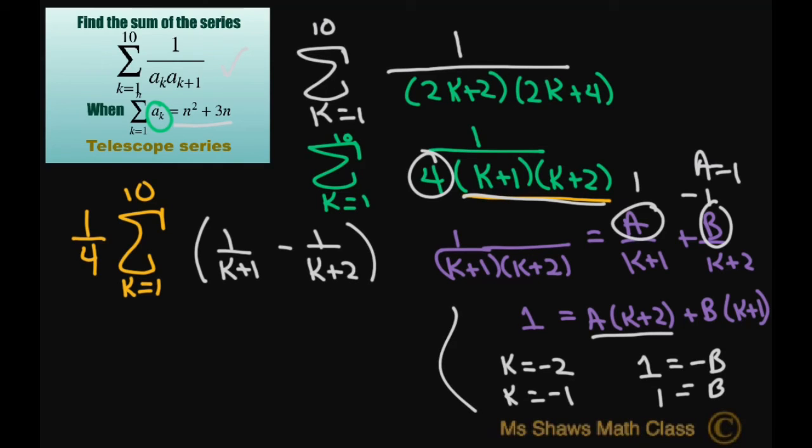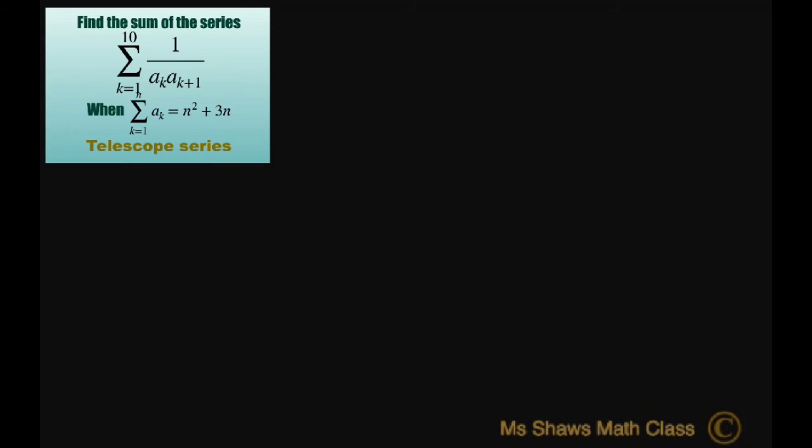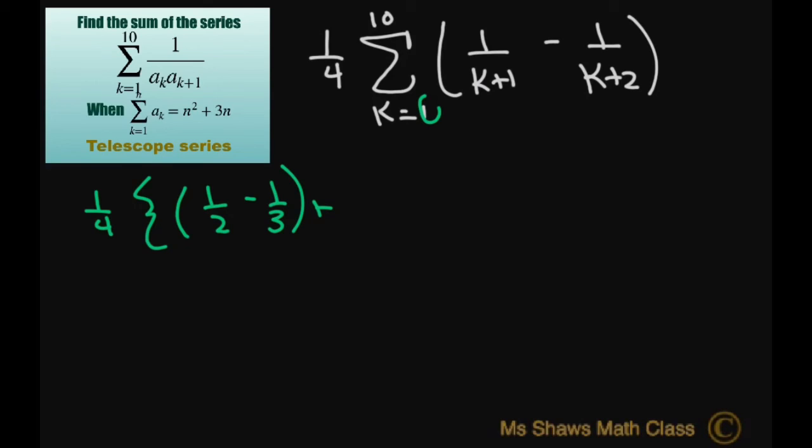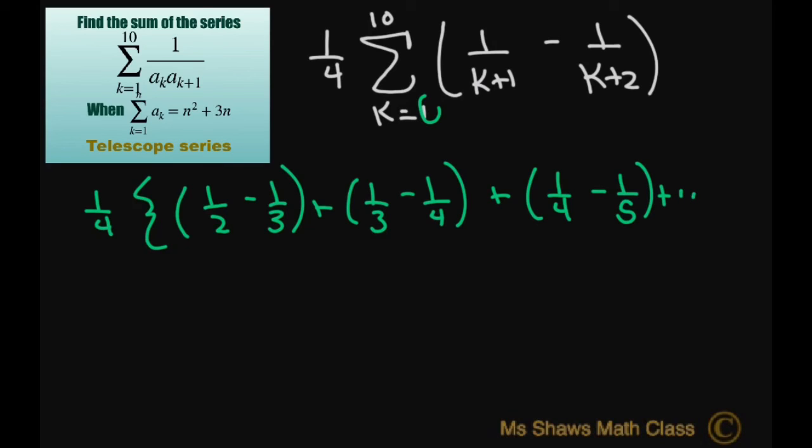All right, this is kind of messy here. Let's rewrite this and then find our sum. Basically we have 1/4 times the sum from k equals 1 to 10 of 1 divided by k plus 1 minus 1 divided by k plus 2. When k is 1, we have 1/2 minus 1/3. When k is 2, we have 1/3 minus 1/4. When k is 3, we have 1/4 minus 1/5, plus ... plus the last term, which is n equals 10, so 1 divided by 11 minus 1 divided by 12.